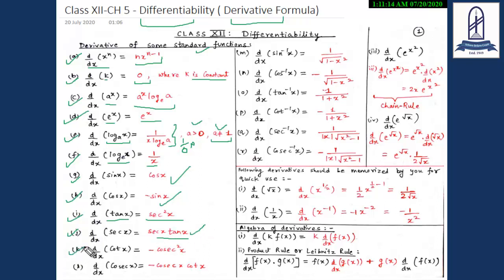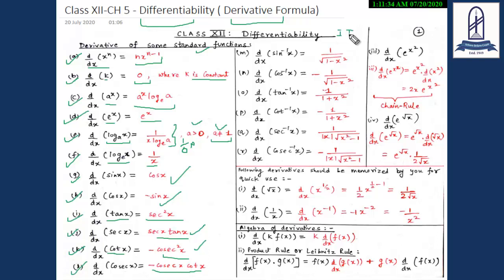And then our next derivative is d by dx of cot x. And students, this is equal to minus cosec square x. And then d by dx of cosec x, which is equal to minus cosec x cot x. And now we'll study derivative of some inverse trigonometric functions.